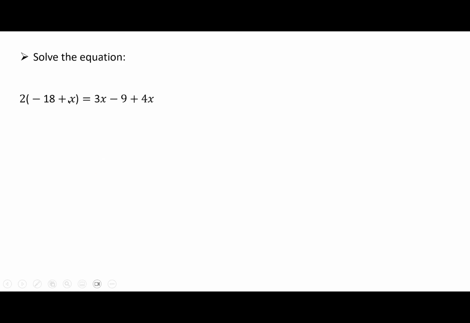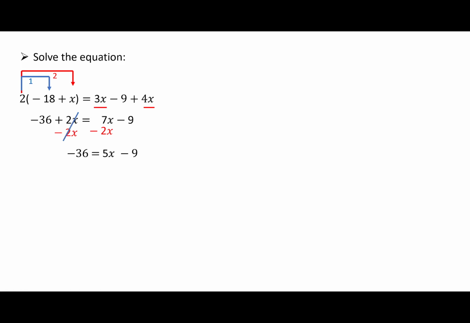Another equation, similar to the first one. Now we have parentheses here, so we need the distributive property, and we have to combine these two terms on the right-hand side. Okay, so you get minus 36 plus 2x equals 7x minus 9. Now, you can move this from here, or you can move this from here. So here I'm going to subtract 2x from both sides, so this is gone.